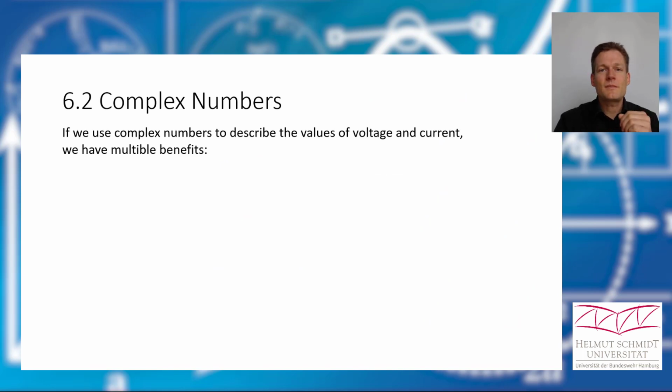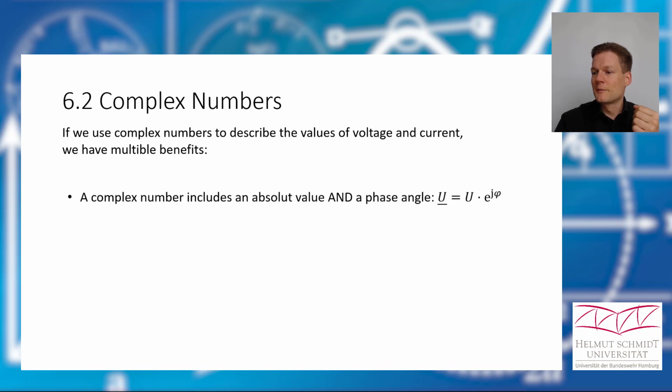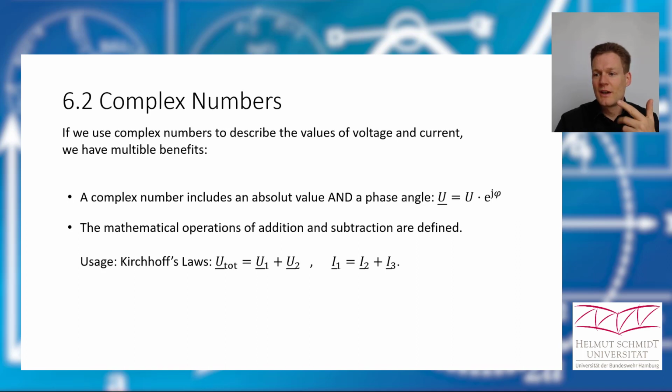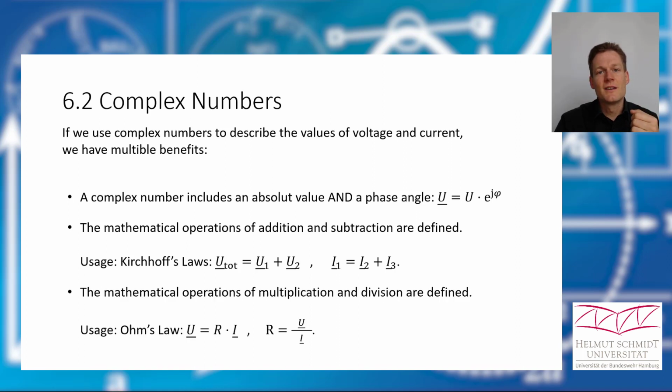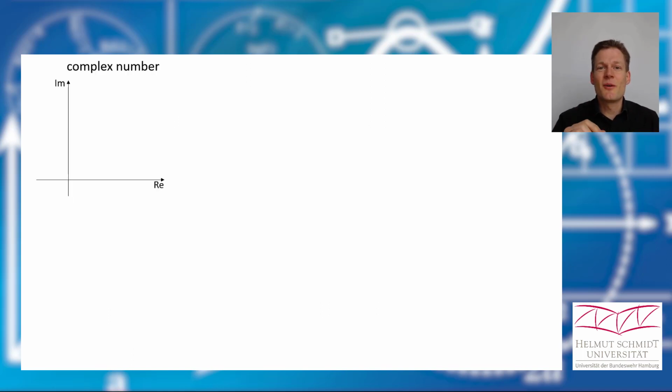If we use them, then they include an absolute value and a phase shift, and there are rules for addition and subtraction, and we can use that, for example, for Kirchhoff's current law and Kirchhoff's voltage law. And there's also multiplication and division defined for complex numbers, and we can use that for Ohm's law, for example. So, believe me, usage of complex numbers is quite cool, because then our problems become easy. You can just calculate an AC circuit with complex numbers, and then it's as easy as dealing with DC circuits.